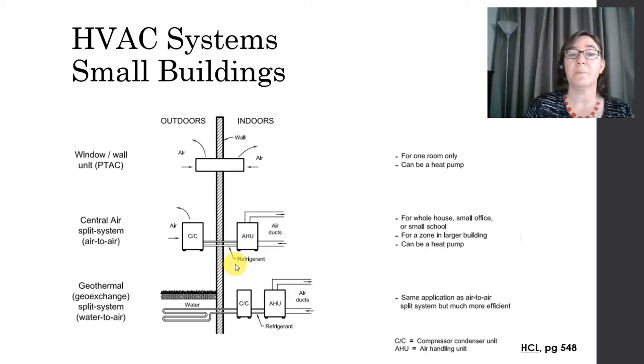Okay, this system can be a heat pump, in which case this compressor and condenser unit would be able to run your refrigeration cycle forwards or backwards in either direction. Or you can combine this split system as only your cooling system. And then inside here at your air handling unit, you would also include a furnace.